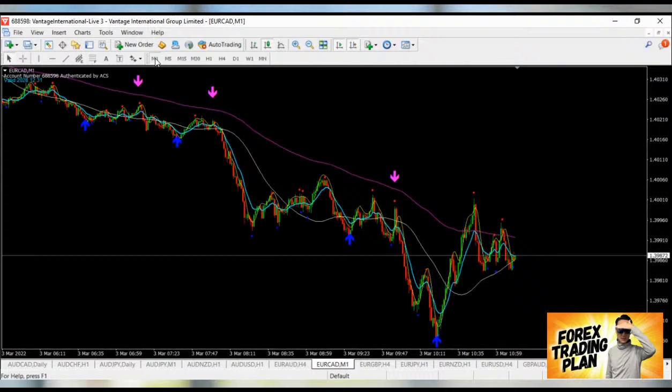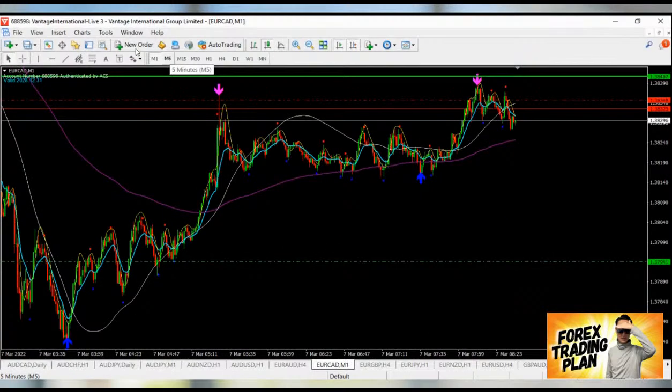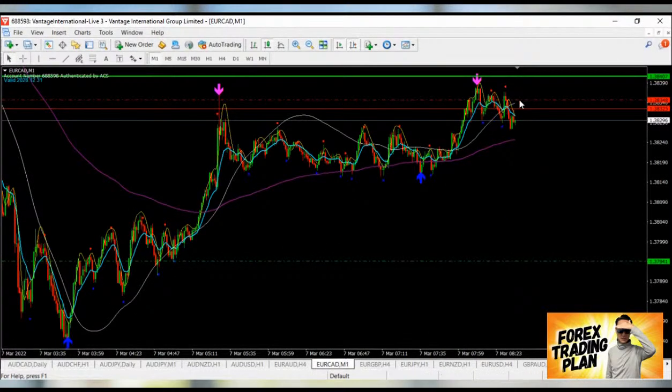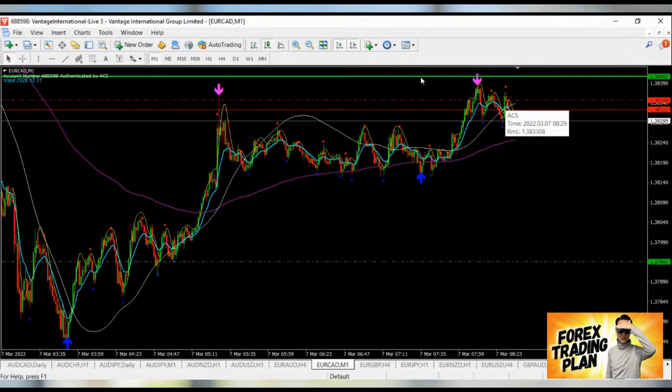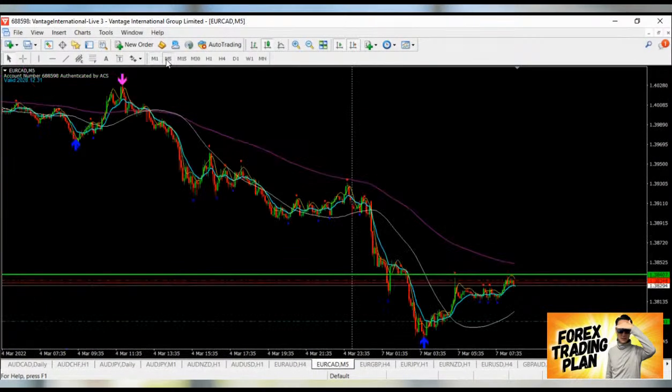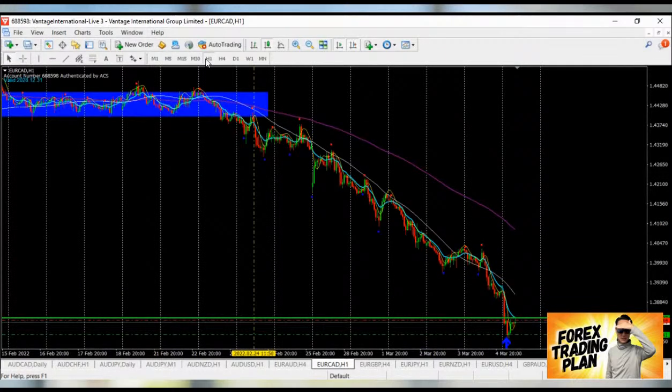Right now, if it's not breaking this resistance, I'm moving to M1 to take a closer look at where exactly the resistance is. So probably this may be a good time. But for EuroCAD, I would recommend a scalp for sellers, though I will not put this into my list.